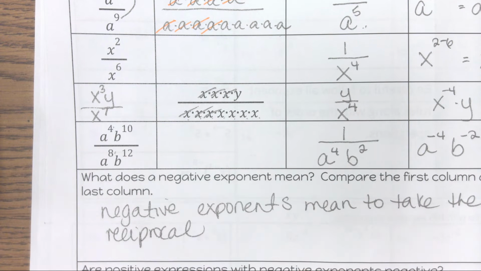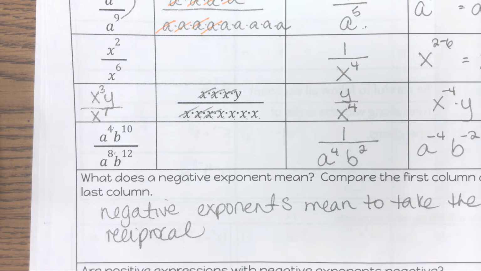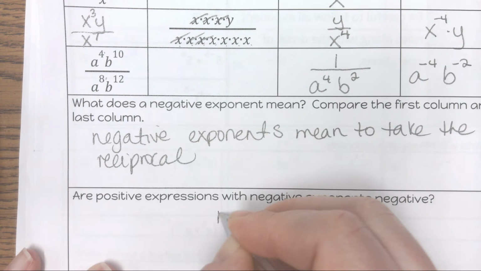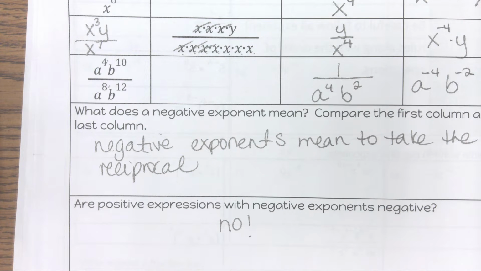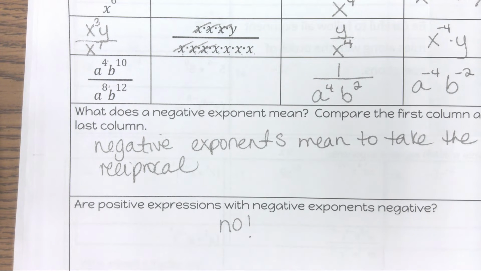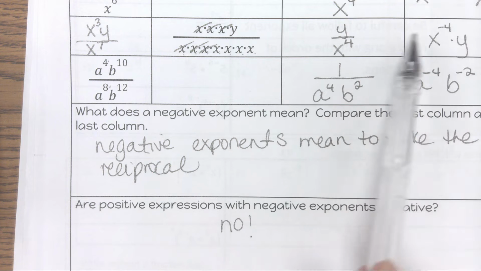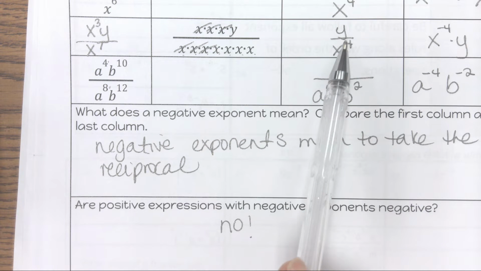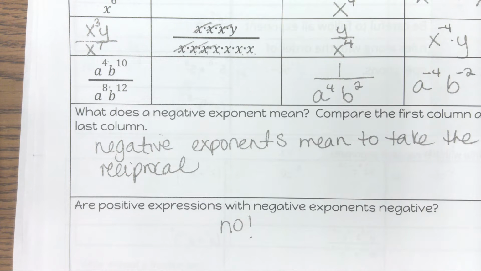And by reciprocal, I mean something becomes a reciprocal when you flip it around. If it's on the bottom of a fraction, to take the reciprocal, it moves to the top. If it's on the top of the fraction, it moves to the bottom, and vice versa. Are positive expressions with negative exponents negative? No. Negative exponents will never make anything negative. They have to do with the subtraction of exponents. It tells you where to put the exponent, on the top or the bottom of a fraction.